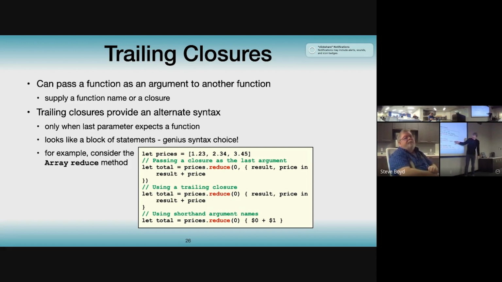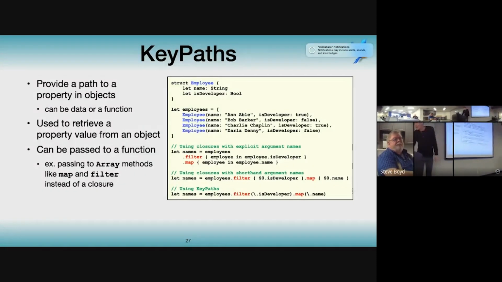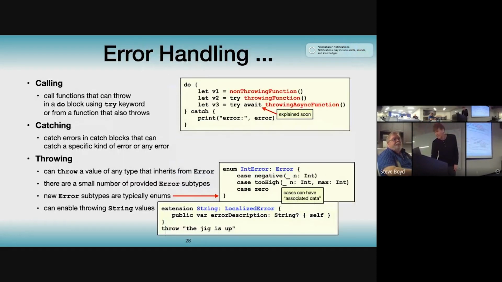You can really do better than this if you don't care so much about these names. When you have a closure, it automatically assigns the names $0, $1, $2 to all of the arguments. So I can just forget about parameters and write it like this instead. This is still a trailing closure, but I'm using what are called shorthand arguments. All right, key paths is an interesting thing, but I don't have time to talk about that.